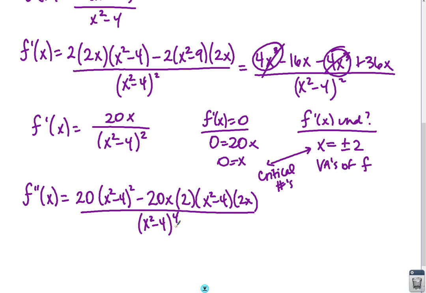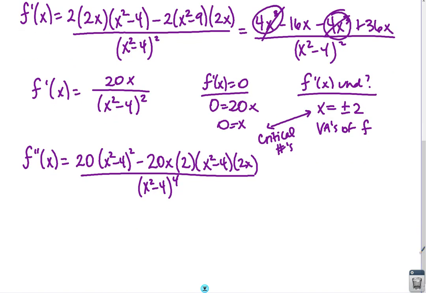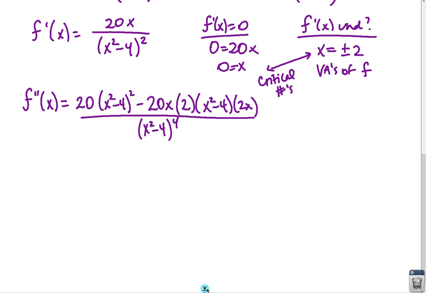Before I go any further with my simplification process, I want to make sure I reduce wherever I can. I see a lot of x squared minus 4s floating around, so I can take one out. I'm going to take this one out. That becomes a 3. This becomes to the first. And now I can go ahead and multiply everything else out as is. So then 20 times just one of those. So my second derivative: 20x squared minus 80.